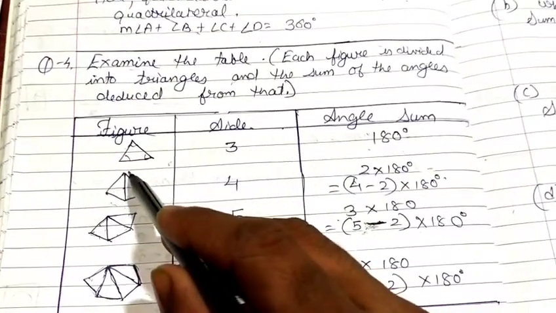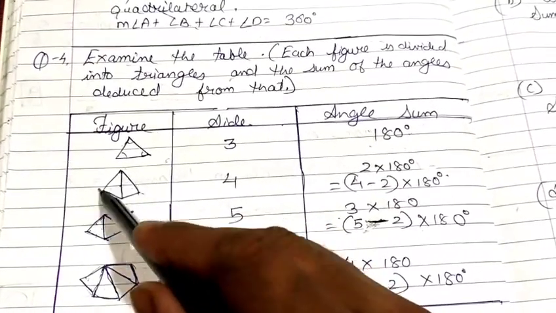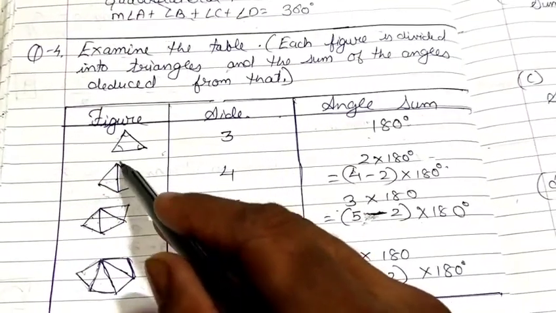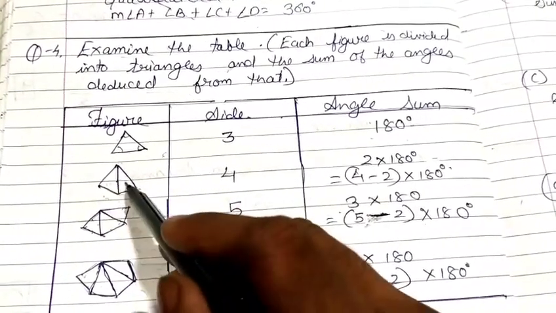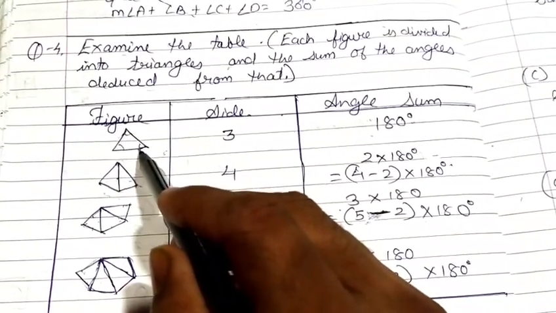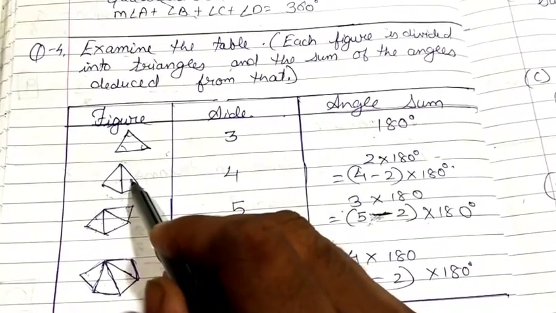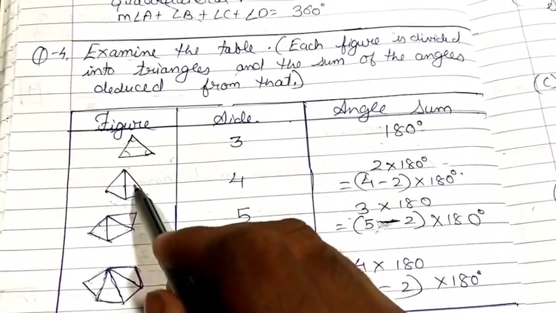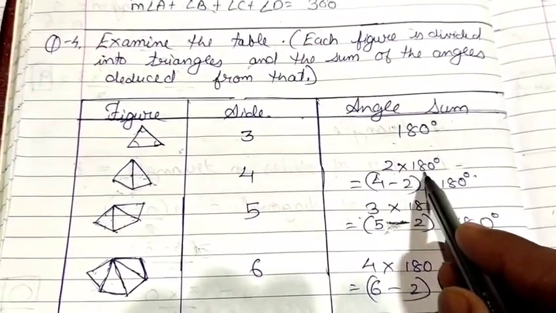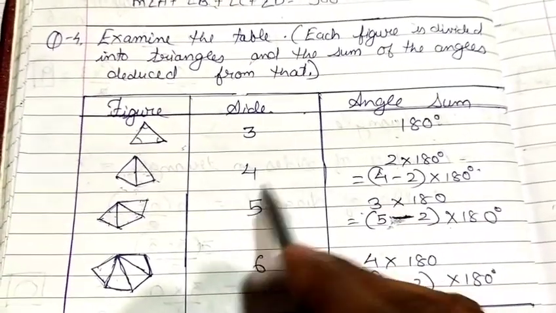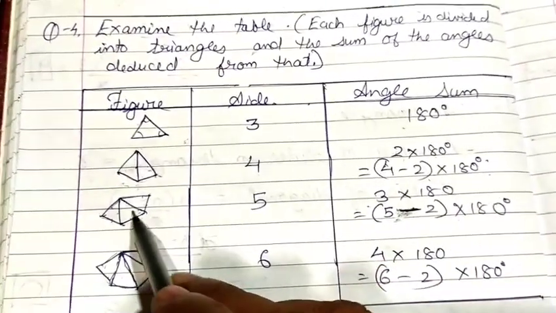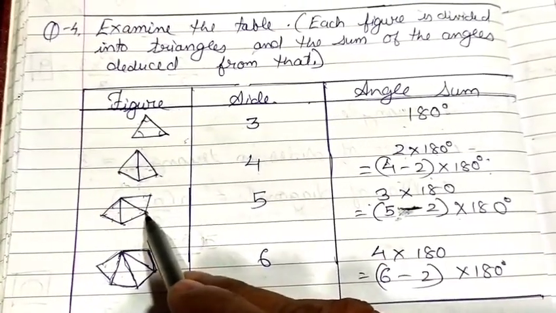Now here is a figure which has 4 sides, 1, 2, 3, 4. And when we pass one line from here, it is divided into 2 triangles. If the sum of the measures of one triangle is 180, that means the sum for 2 triangles will be 2 into 180, which is 360. So this is 2 times 180, that is 4 minus 2, which gives 2, and 2 into 180.